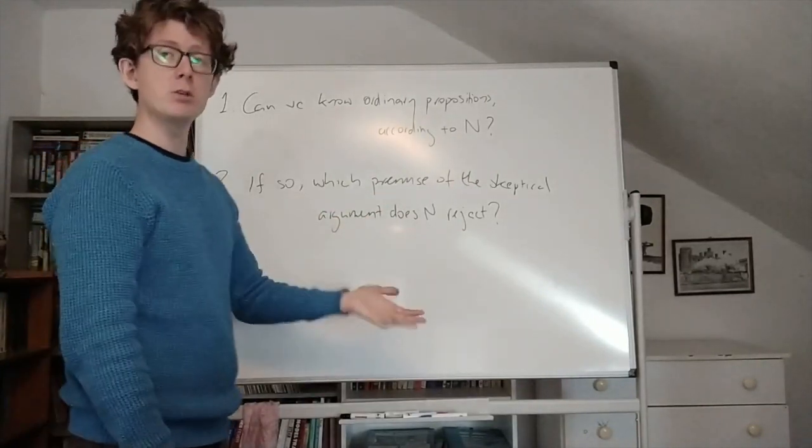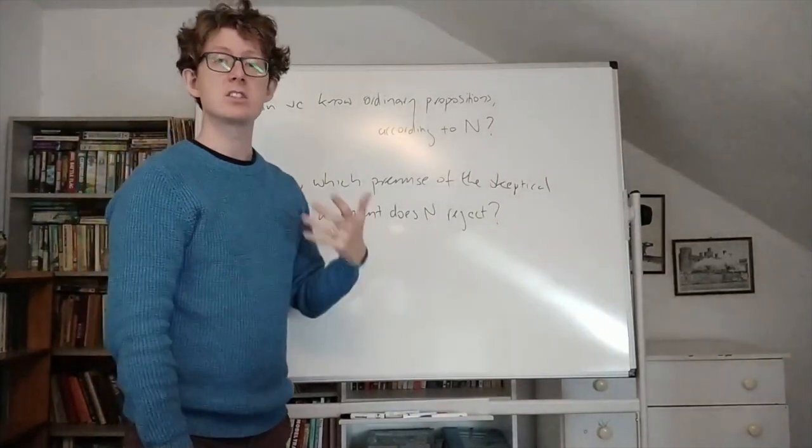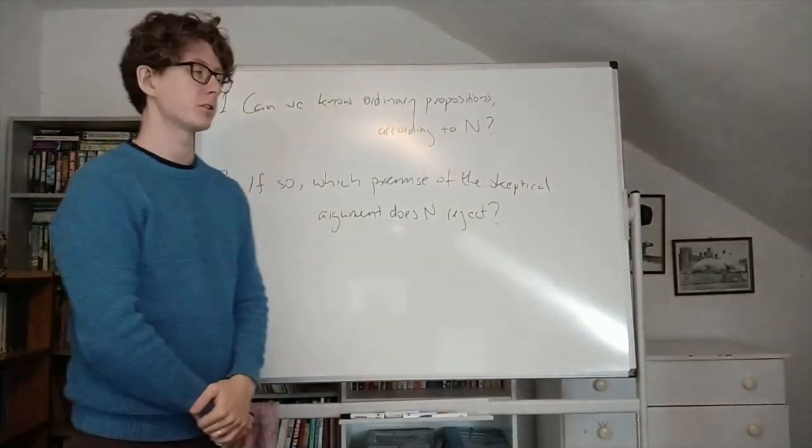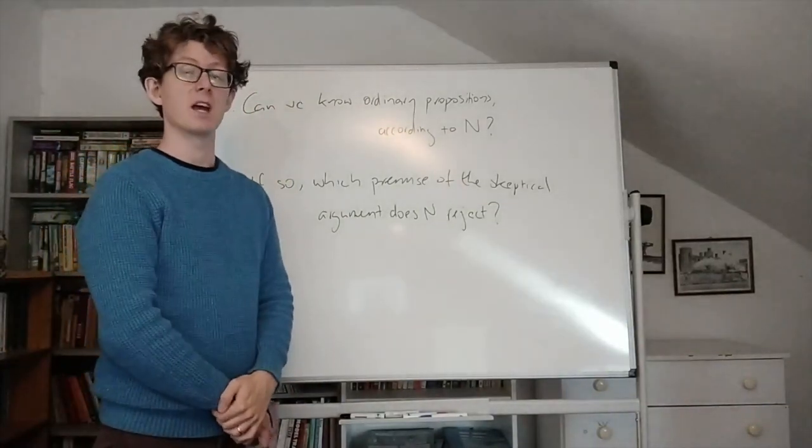Because of course, if we do know ordinary propositions, then some premise of the skeptical argument has to be false, given that it's a valid argument. So we're going to take these questions in sequence.